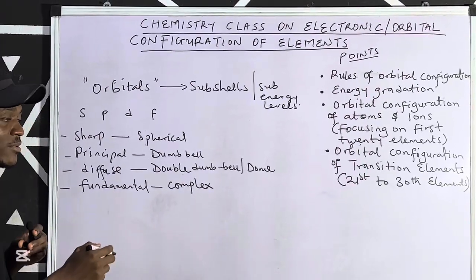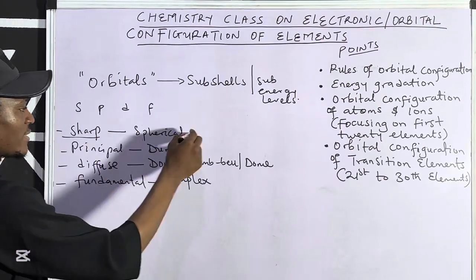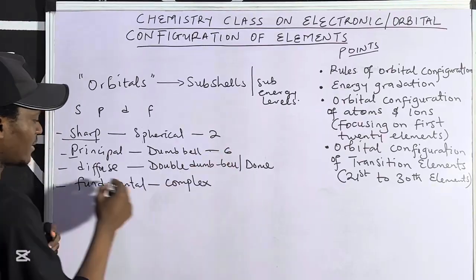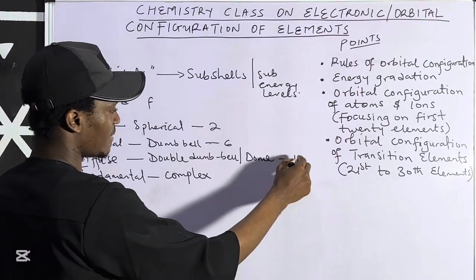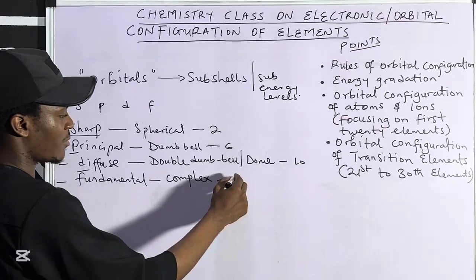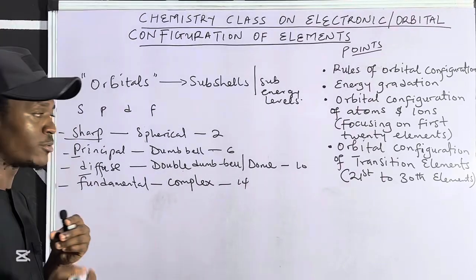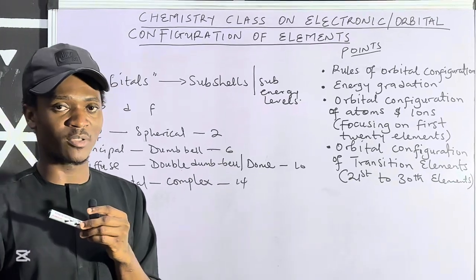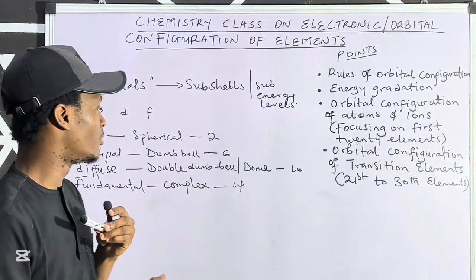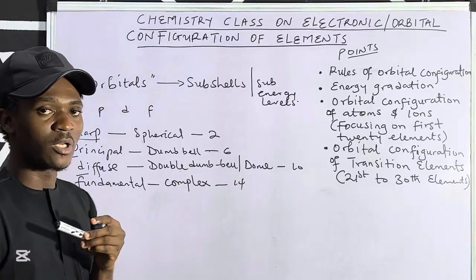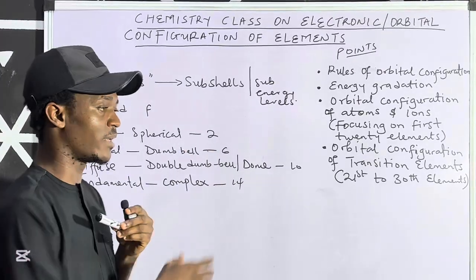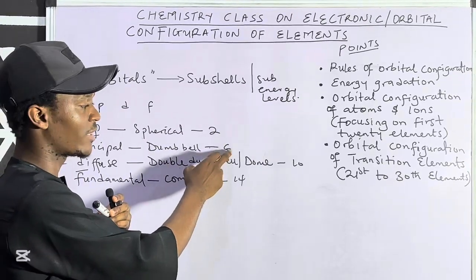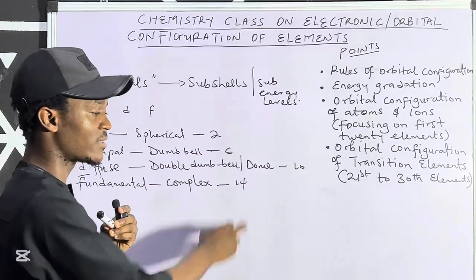Then the carrying capacities of each of these orbitals. For the s orbital, it can take a maximum of 2 electrons. For p, it can take a maximum of 6. Then for d, it can take a maximum of 10. And f, it can take a maximum of 14. So it's very easy for you to get the maximum number of electrons that each of these orbitals can hold. When you know that the s orbital takes a maximum of 2, automatically the common difference amongst them is 4, in that when you add 4 to 2 you get 6. Then when you add 4 to 6 it gives 10, then 4 to 10 is 14.